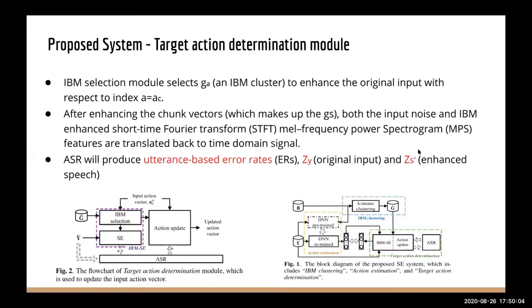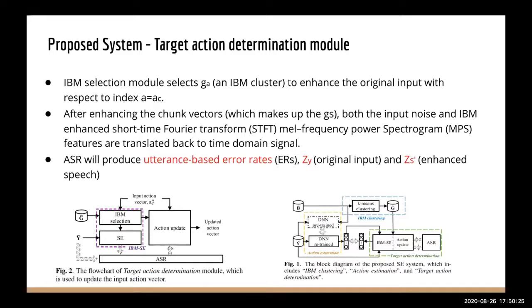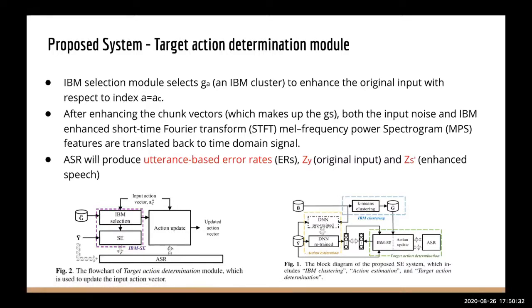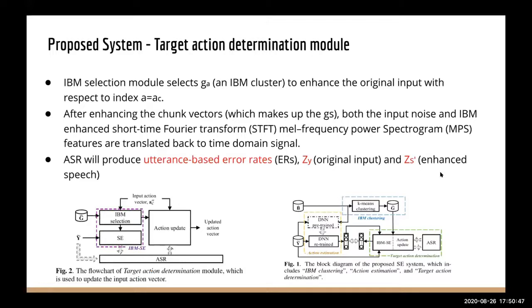After enhancing the chunk vector, which makes up the GS, both input noise and IBM enhanced speech will be fed into ASR. Before feeding the input noise and IBM enhanced speech into ASR, we have to translate them from frequency domain back to time domain, because ASR will only take time domain signals. After they're fed into ASR, the ASR will produce the utterance-based error rates: ZY for the original input, ZS apostrophe for the enhanced speech. We're going to use those two errors to calculate our rewards in the next slide.